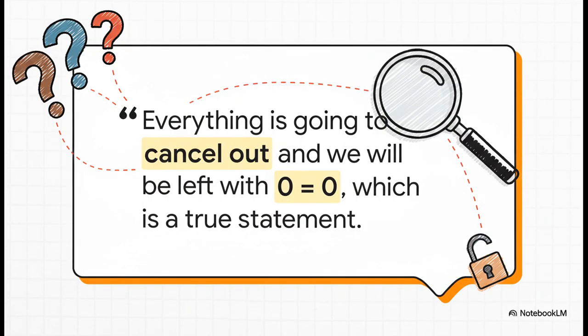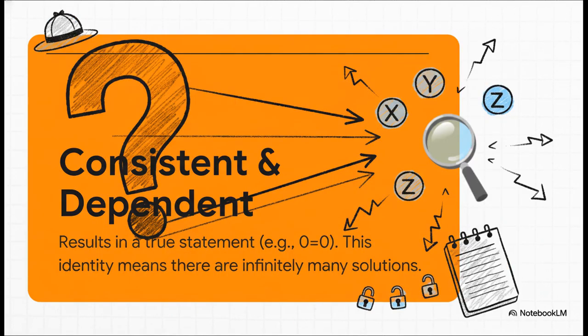But okay, there's another weird possibility. What if your variables disappear again, but this time you're left with a statement that is always true? Something like 0 equals 0. This kind of twist ending means your clues aren't contradicting each other, they're just redundant. It's like one of the clues is just a clever disguise for another one. And what this tells you is that there isn't just one right answer. There are actually an infinite number of solutions. Visually, it means the three planes are all intersecting along a single line, or maybe they're all just the exact same plane stacked on top of each other. We call this a consistent and dependent system.